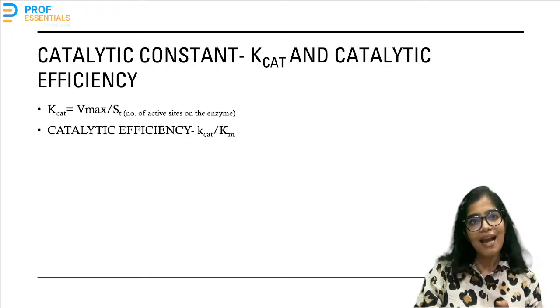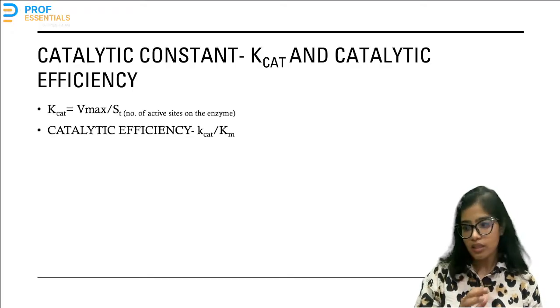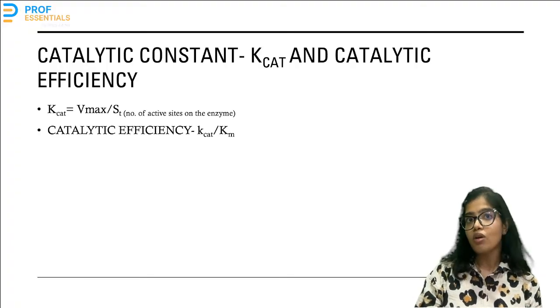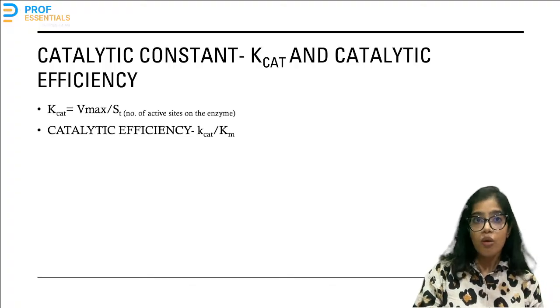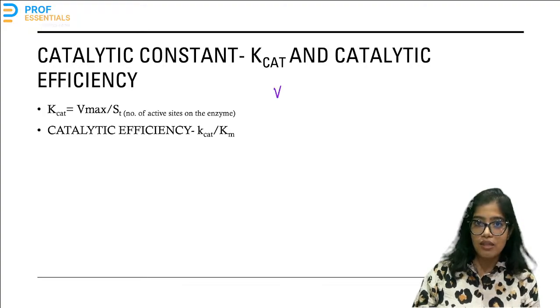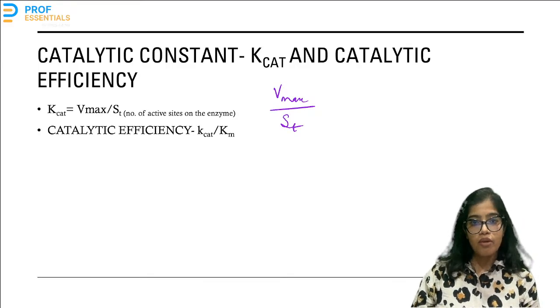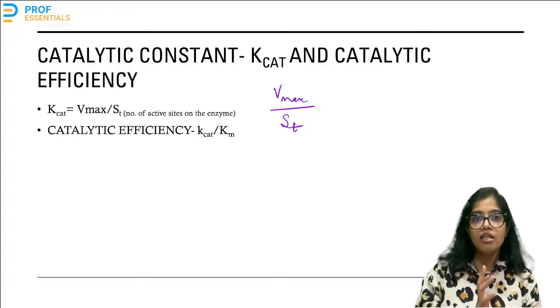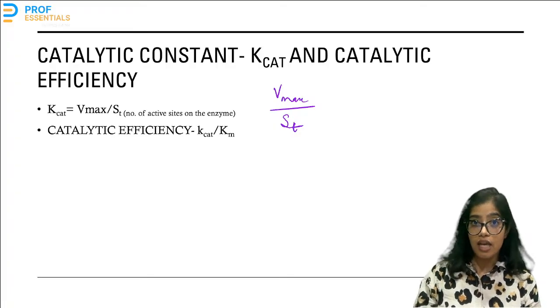Next, what is the catalytic constant? Okay, so we know the reaction coefficient. We have understood the equilibrium constant. We know the rate constant. Now, what is the catalytic constant? That is Kcat. What is the catalytic constant? Catalytic constant is Vmax, that is the maximum possible attainable velocity divided by the number of active sites on the enzyme. Okay, so the maximum attainable velocity divided by the number of active sites on the enzyme is the catalytic constant of the enzyme, of the reaction.